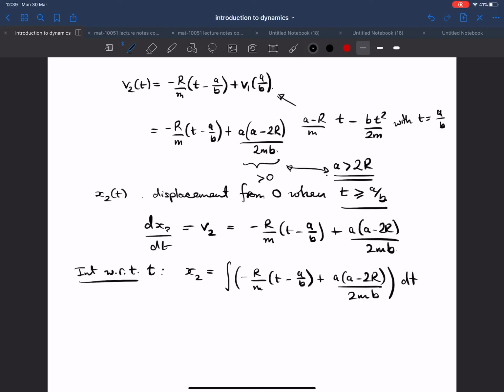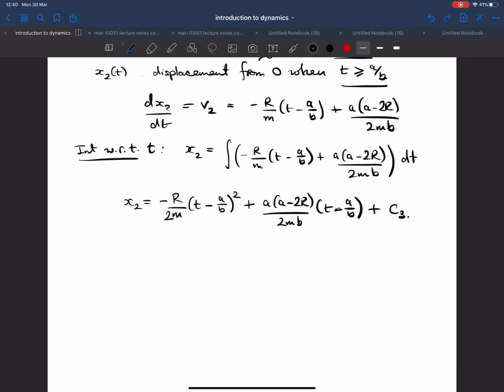Now, this just gives me the following. Again, I'm keeping life easy, so I'm going to keep factors that vanish when t equals a over b. So I have (t minus a over b) squared divided by 2 multiplied by minus R over m, plus now this term, t minus a over b. And as you can see, this is a nightmare. But if you have the power tool to do the job, then it's easy to do the simplifications, plus c3.